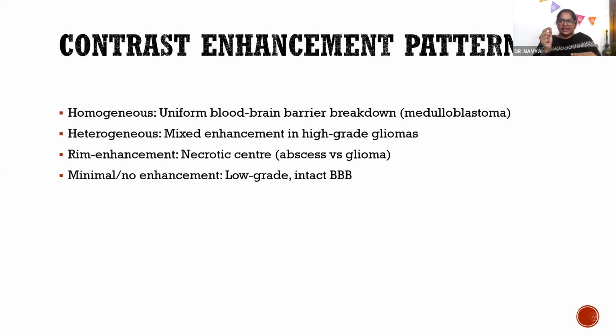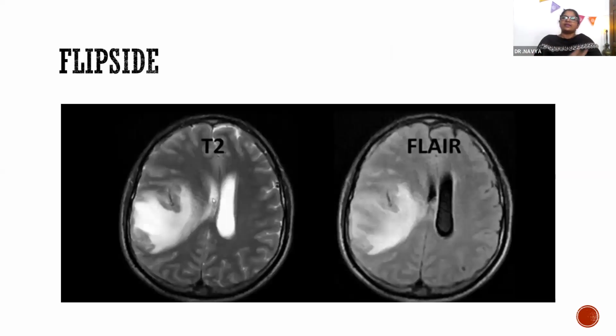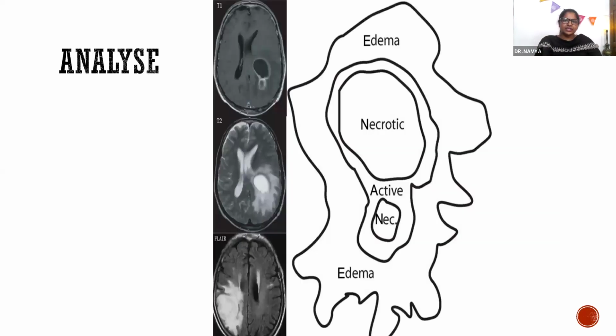If it is necrotic, I'll get a small rim. I have an image, I'll show that to you. There's no enhancement when there is a low-grade tumor which is not breaking the blood-brain barrier. So this is regarding the contrast. And as I told you, FLAIR is a flip side of T2.